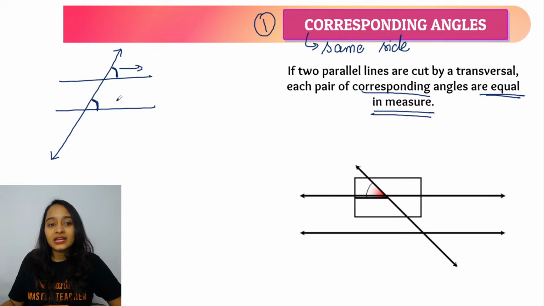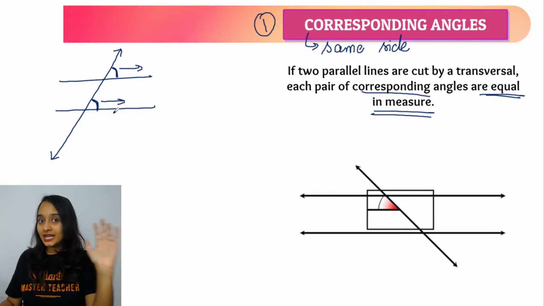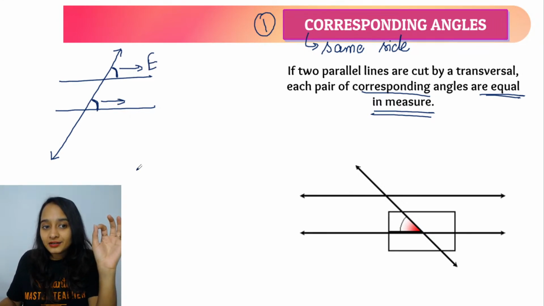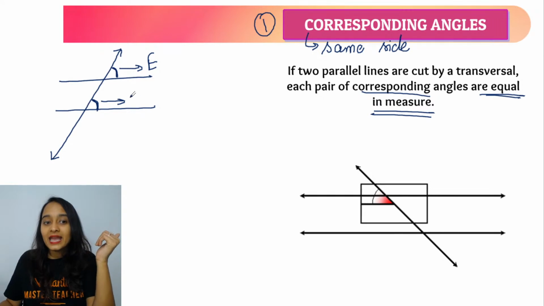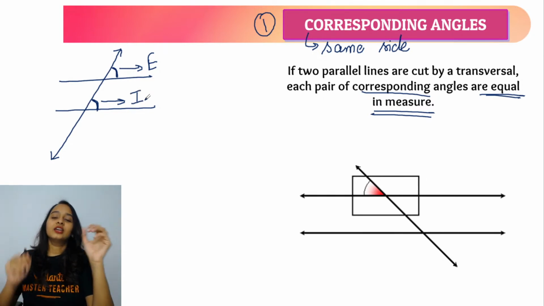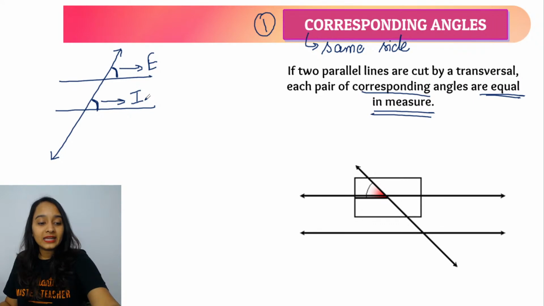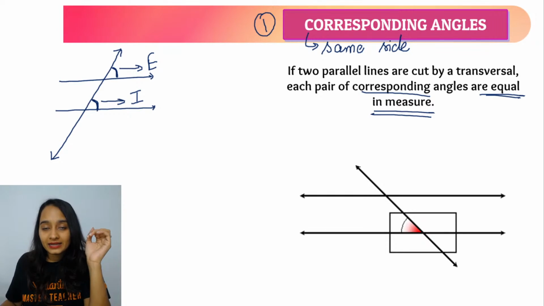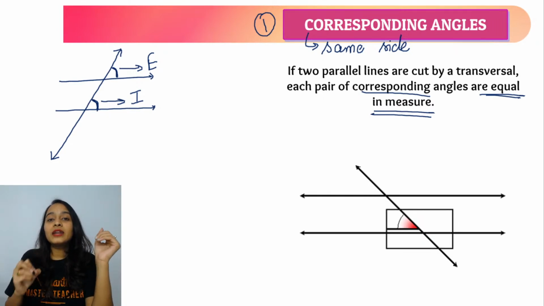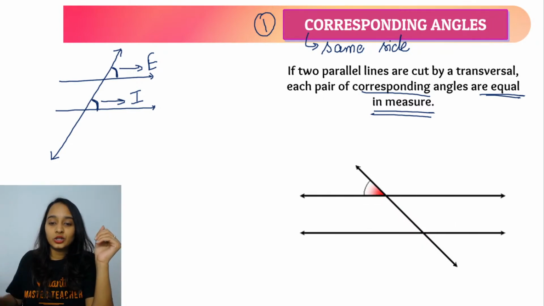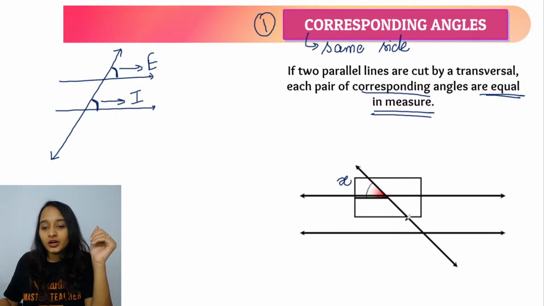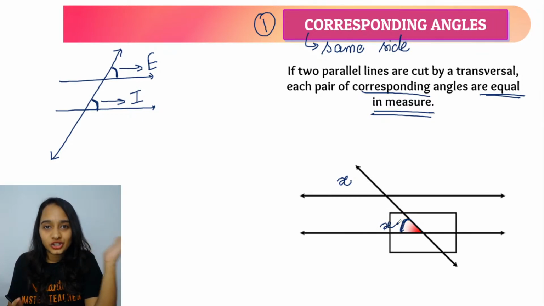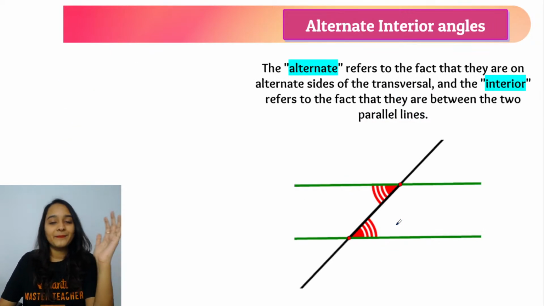See, this angle is to the right side. This angle also is to the right side of the transversal. Okay? But one is in the exterior region outside the two lines and one is in the interior region. So this is our corresponding angles. Yes? Now, when two lines are parallel, then the corresponding angles become equal to each other. So this measure and this measure will become equal to each other when two lines are parallel.